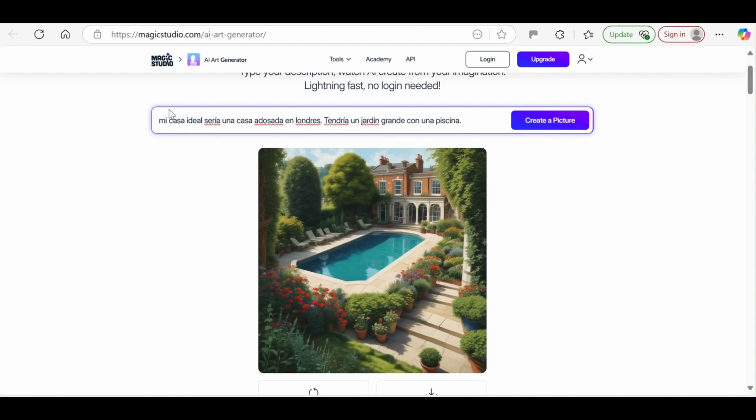Okay, so this looks a bit more like it, although maybe it's not a casa adosada, but I've got my enormous garden with a swimming pool. It definitely looks like I'm in England somewhere. So you can play around with this if you want, just why not? It's a bit of fun. It can always be helpful to have a clear image of what you want.